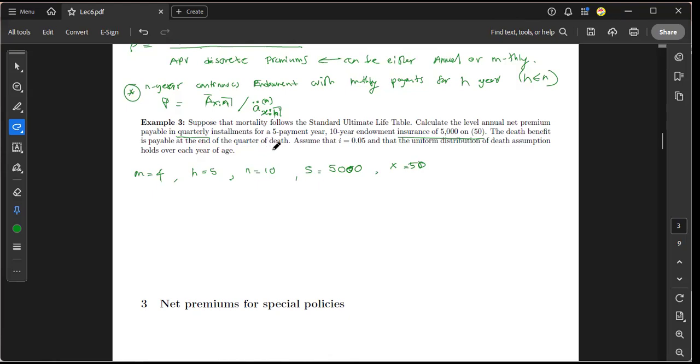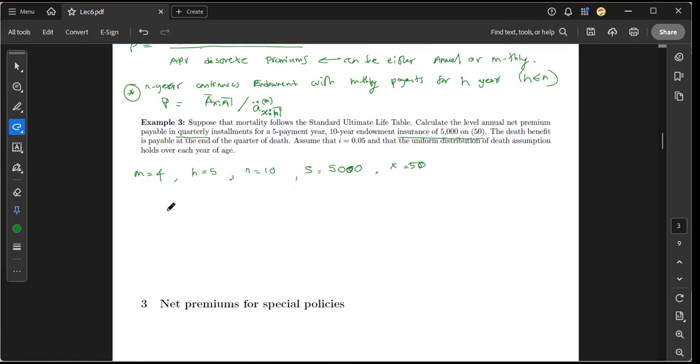So the death benefit is paid at the end of the quarter of the death, and assume that i is equal to 5% and the uniform distribution of death assumption holds here. So now they say the annual net premium payable quarterly, that means it is also discrete.